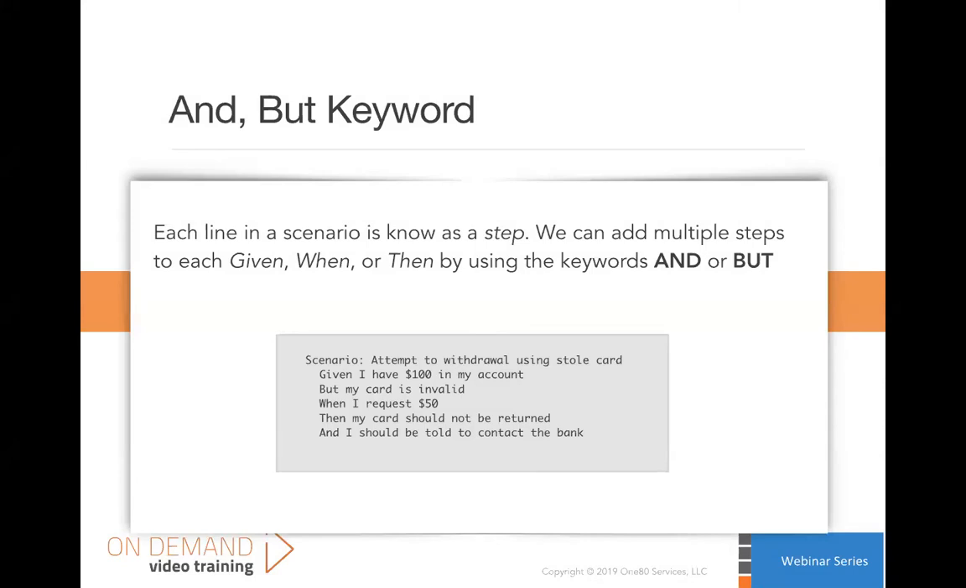Yeah, it's pretty close. The only thing missing to make this a real example is that you would say something like, given I have $100 in my account and I enter a PIN number of 456, but my card is invalid, because you actually have to give the example of the PIN number to make it real life. You have to have an actual PIN number to test against to validate whether it's invalid. So when you're writing acceptance criteria, you want to use real examples with real data.